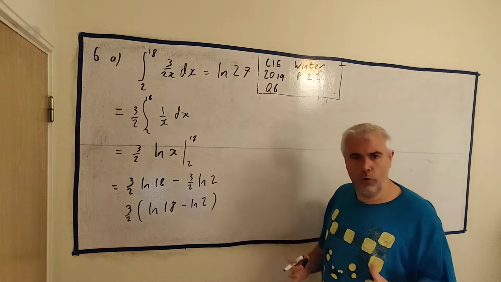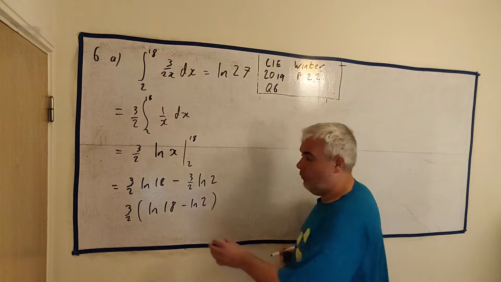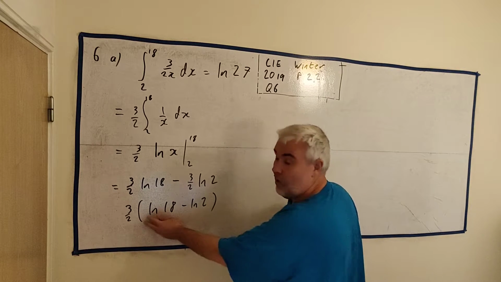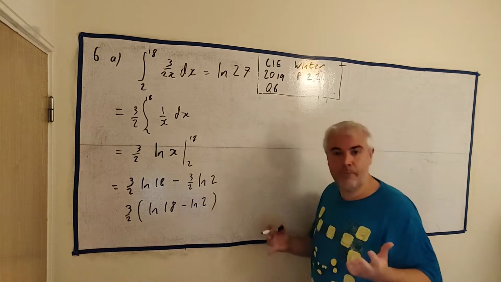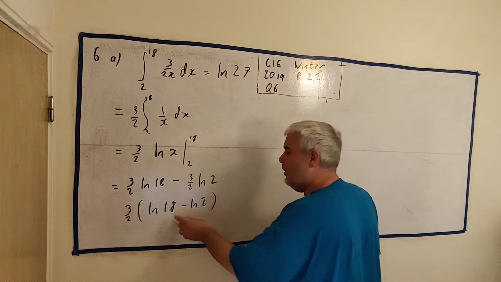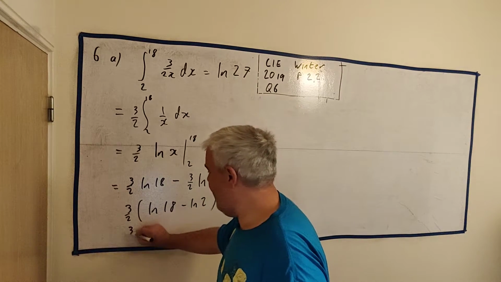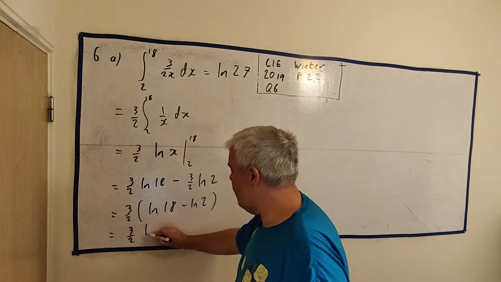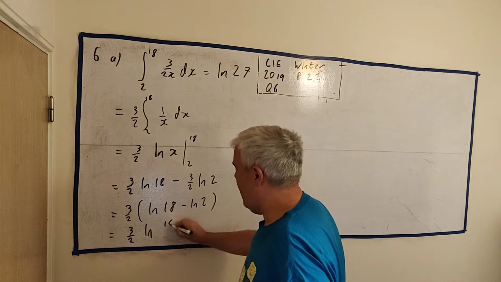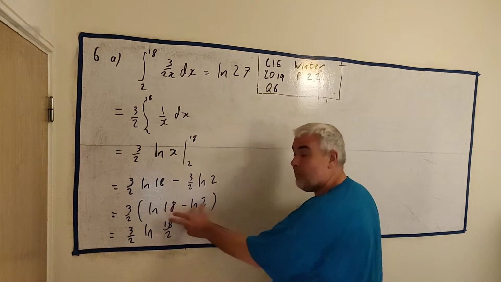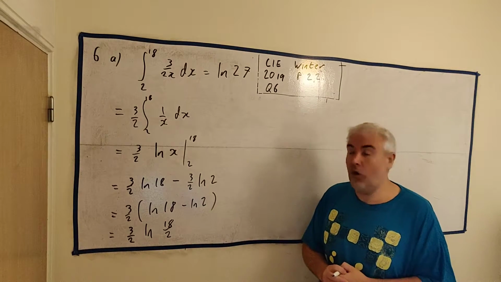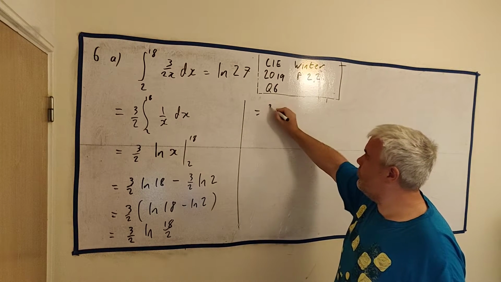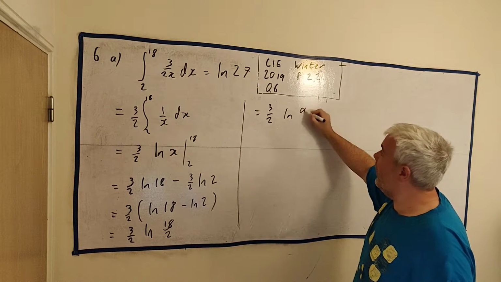Now, let's think of our rules about natural logs, about all logs. When a log take away another log, once they have the same base, this is a log to the base e, they're both the natural log, when they take away like this, it's the same as 3 over 2, which is equal to 3 over 2 natural log of 18 divided by 2. We can combine them like that. This is one of our basic log rules. This now becomes 3 over 2 natural log 9.